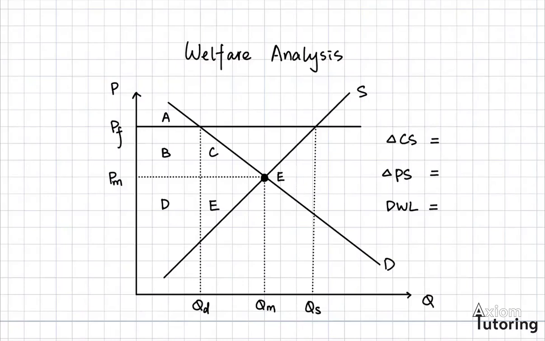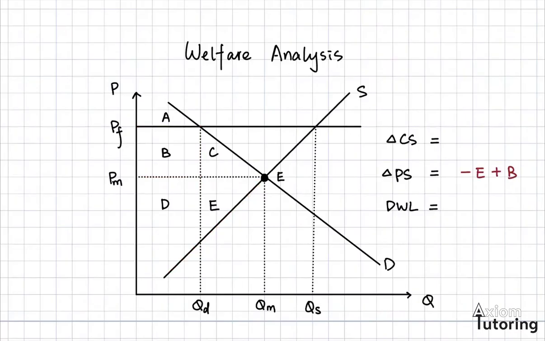That's why we see the producer surplus in this diagram changing from this area here, D plus E, to this area here, B plus D. We describe the change in producer surplus as a loss of area E, but a gain in area B.